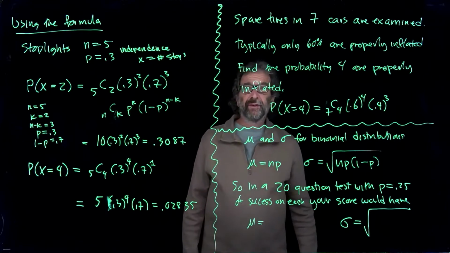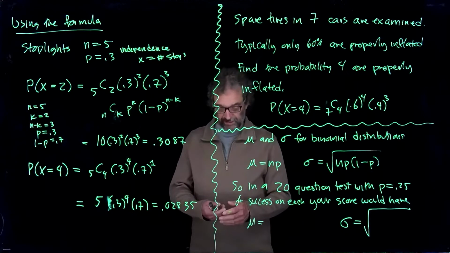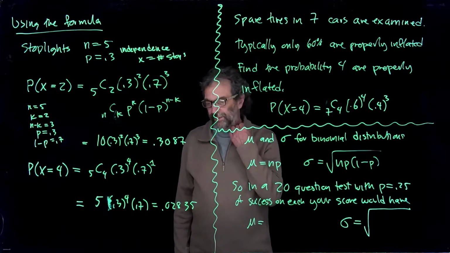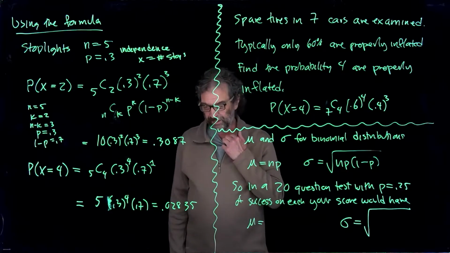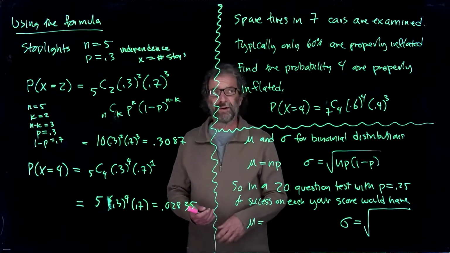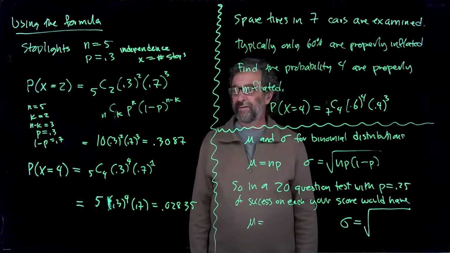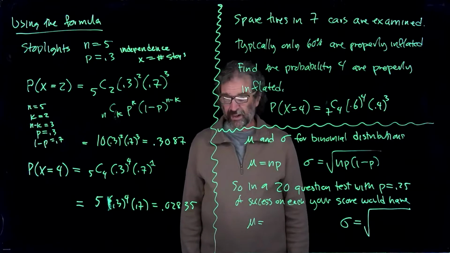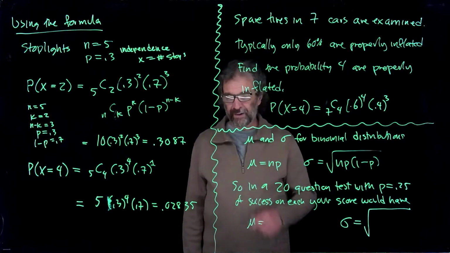We have another example here. Spare tires in 7 cars are examined. Typically only 60% are properly inflated. Find the probability 4 are properly inflated. So we're assuming these cars are randomly chosen. If they're chosen all together in some kind of parking lot and those cars have all been there for a long time, chances are the cars won't be properly inflated. That's the main reason they're not inflated, is they haven't been checked in a long time. So you have to pick the cars randomly. You can't pick them from one kind of parking lot or another, because that'll change the probability from car to car, or block of cars to block of cars.